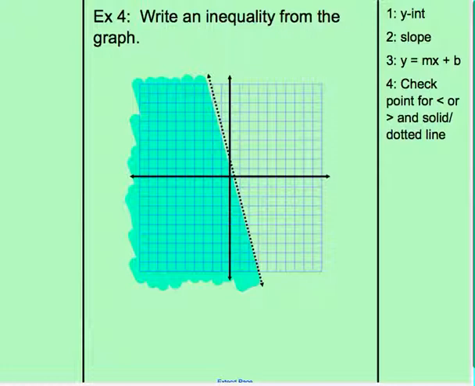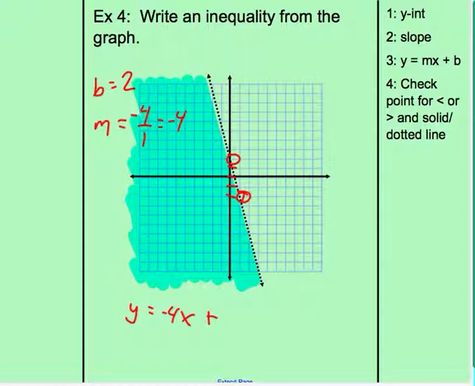So again, start by finding the y-intercept. Our graph crosses the y-axis at 2. Our slope will be rise over run. So find another point where it crosses the coordinate nicely and count your rise over run. We had a rise of -4 and a run of 1. So we start by writing our y equals -4x plus 2 for our slope and our y-intercept.